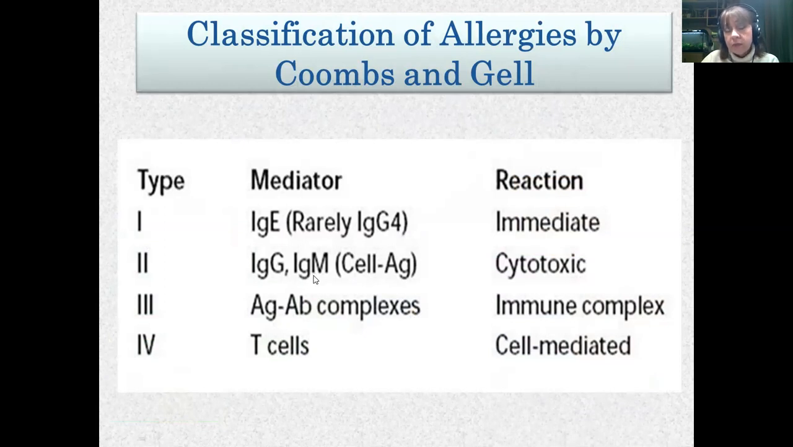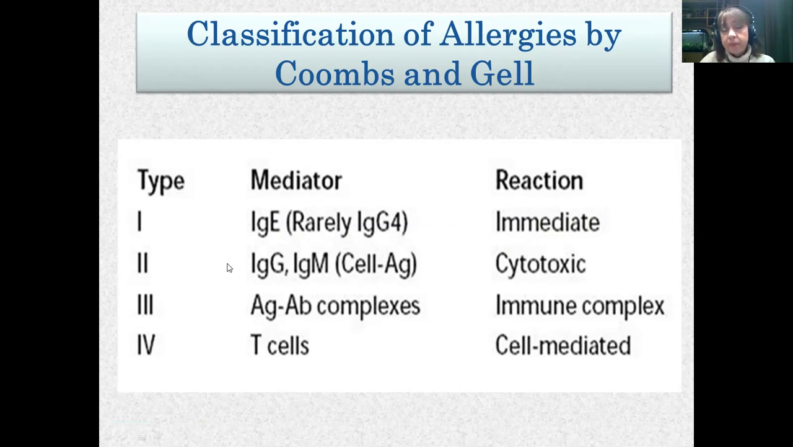There are at least 5 types of immunoglobulins in the human body. The first type of allergy is associated with immunoglobulin E, and it is named immediate reaction because it appears very fast, within some minutes after contact with the allergen.